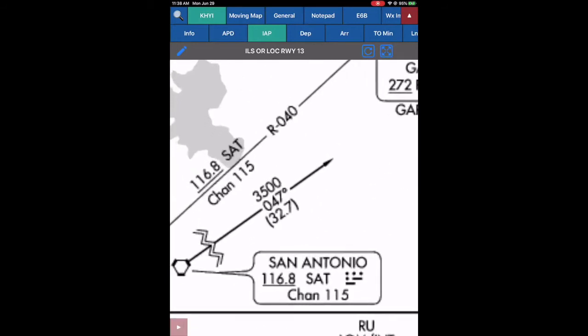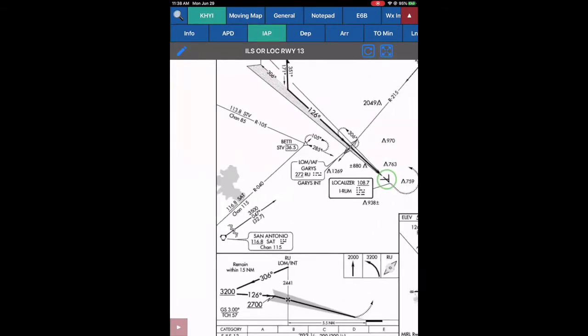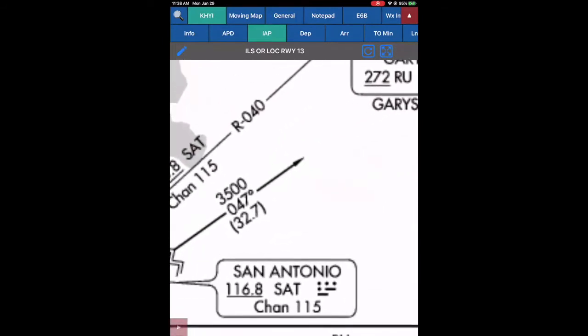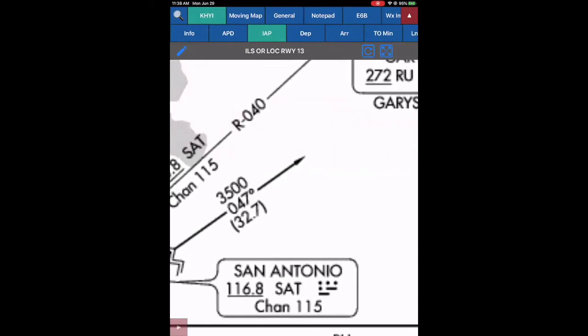What is a feeder fix? This looks like a feeder fix. Is this part of the approach or not part of the approach? If I was flying this as part of the approach, would I correct for winds or not correct for winds while flying it?